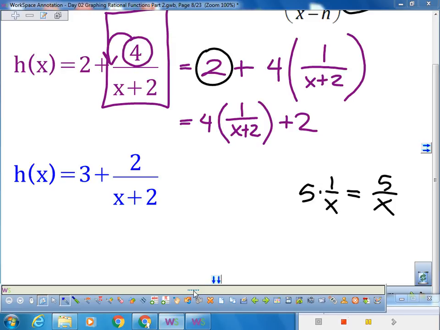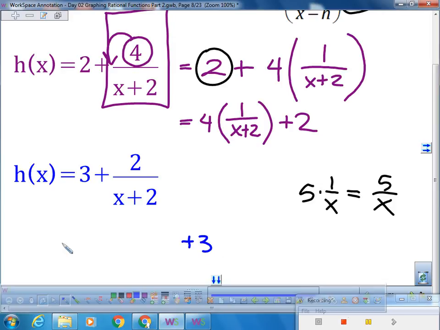So this 3, I'm going to move it to the back. So I'm going to have a plus 3 in the back. The 2, I'm going to pull out in front. So I'm going to have a 2. I'm left with that 1 that I want in the numerator, x plus 2, plus 3. Now it's something you could graph.